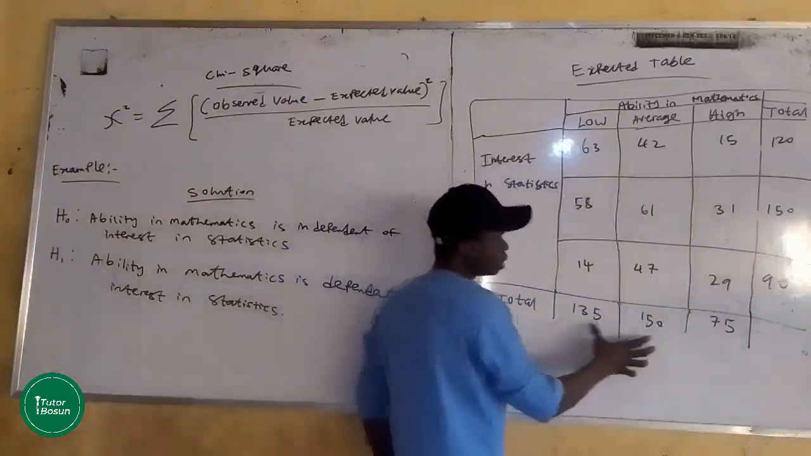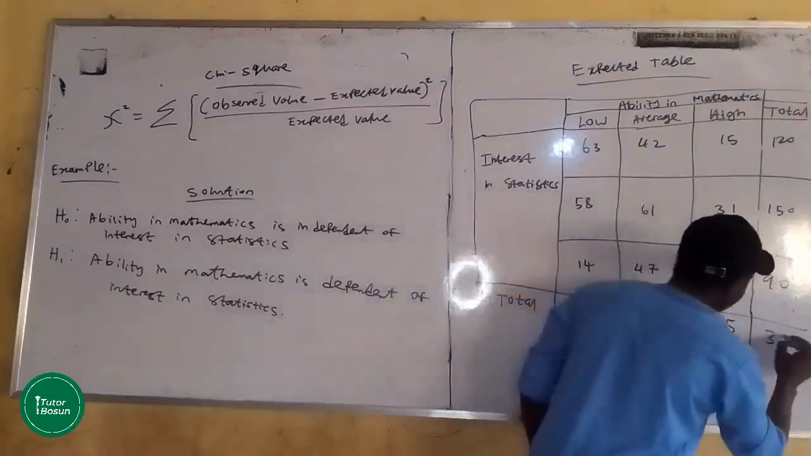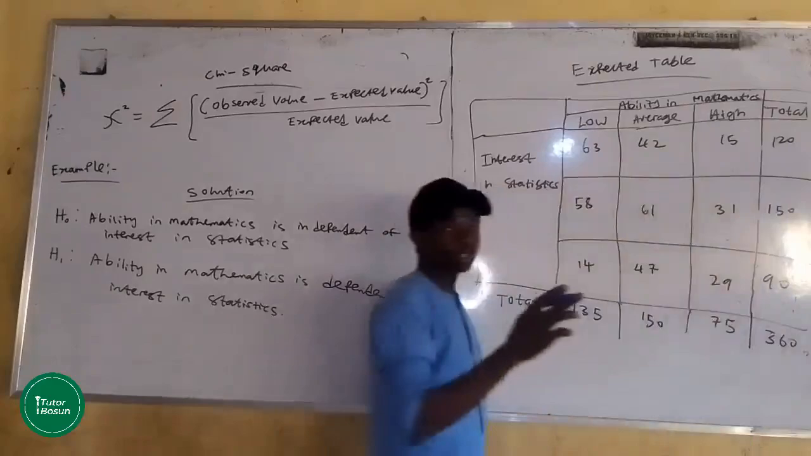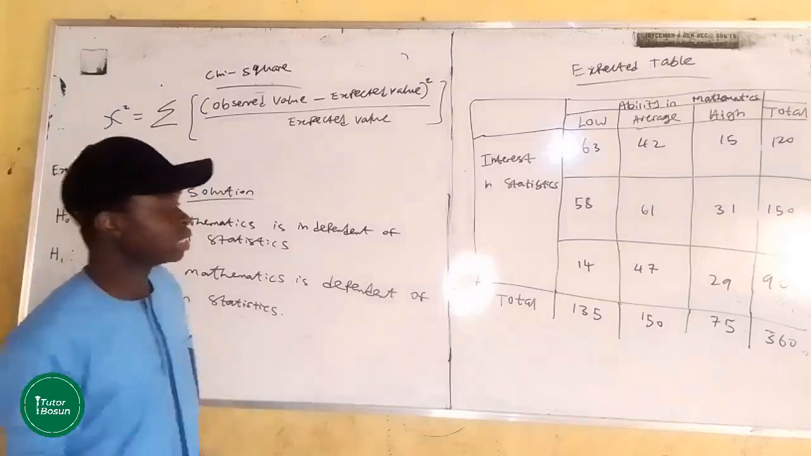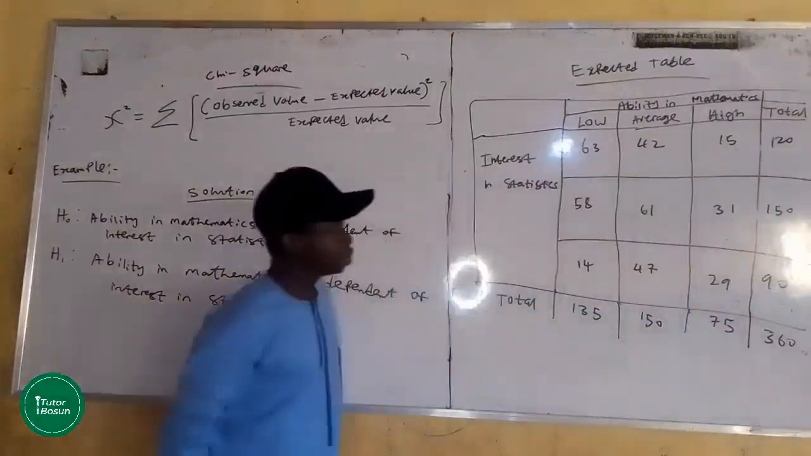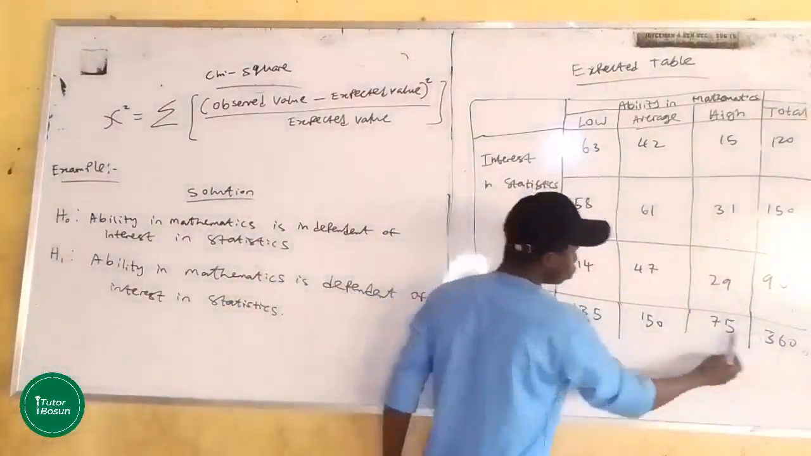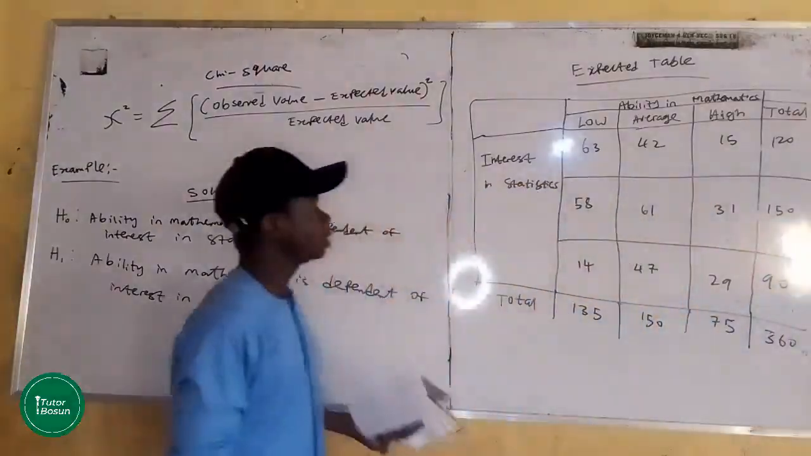Likewise, if you add all the totals together, you should be having 360. That means your overall total is 360. The overall total population is 360. If you add this together as well, you should be having 360, whether you use the row totals or the column totals.